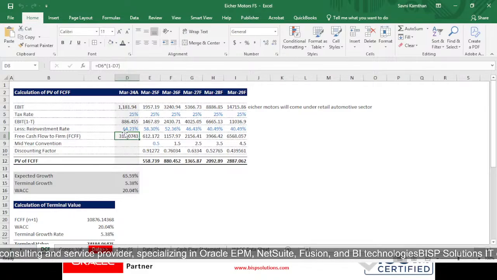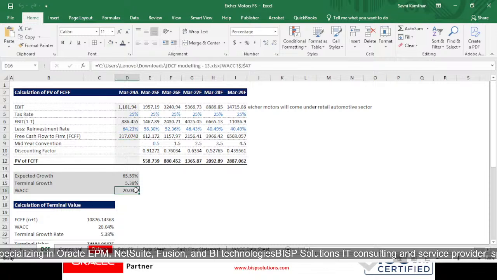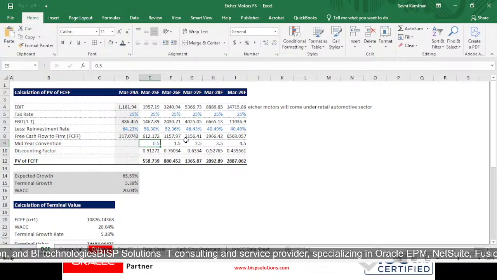These cash flows are discounted to today's value using a WACC of 20.04%, which we have already covered in our WACC sheet, and the mid-year convention, which is this, which assumes cash comes evenly throughout the year. Why this matters: we want to know how much future profits are worth today. So this is what our FCFF projection was about.